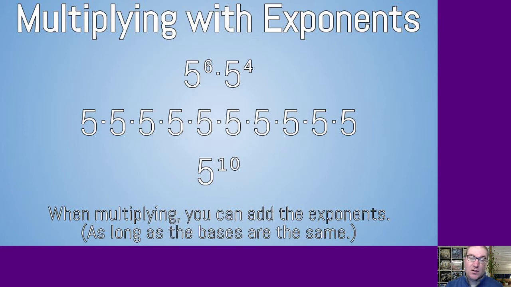And that's because when you're multiplying, as long as the bases are the same, you're allowed to add the exponents as a shortcut. So in this question, 5 to the 6th times 5 to the 4th is the same as 5 to the 10th. In both cases, we have 10 5s that are being multiplied.